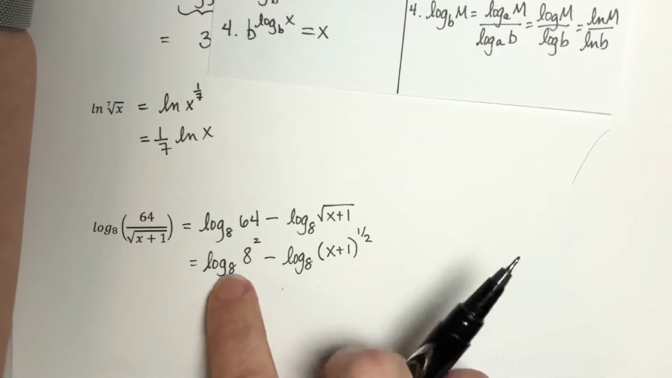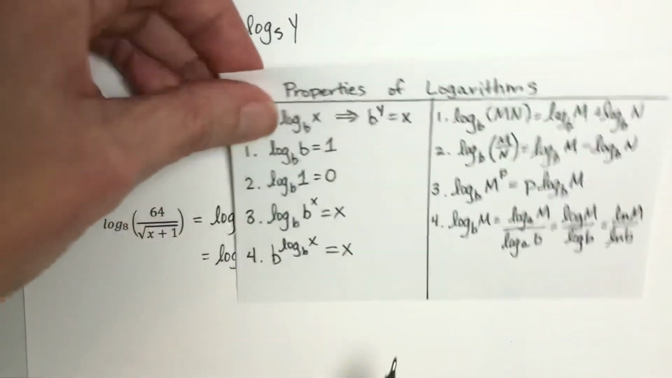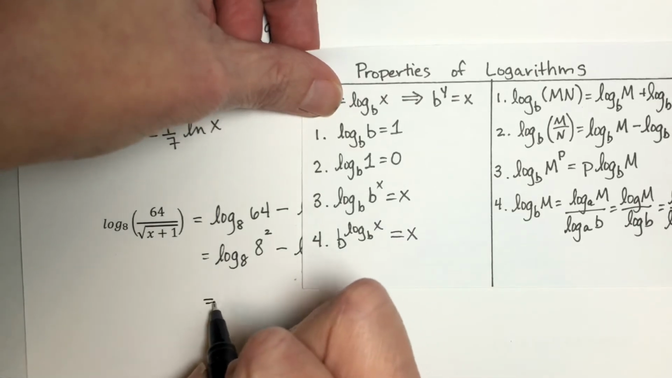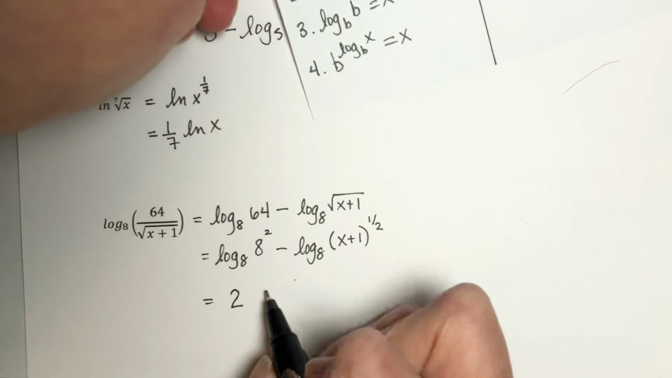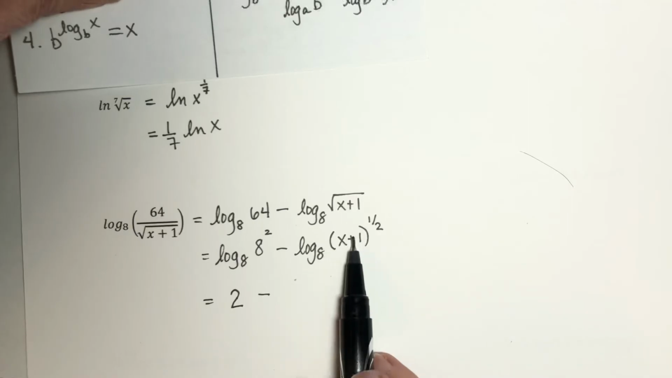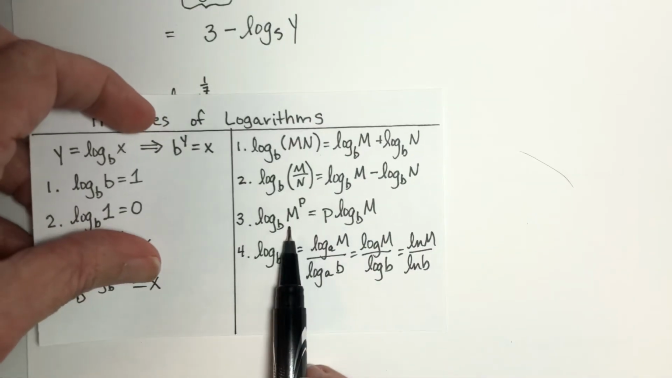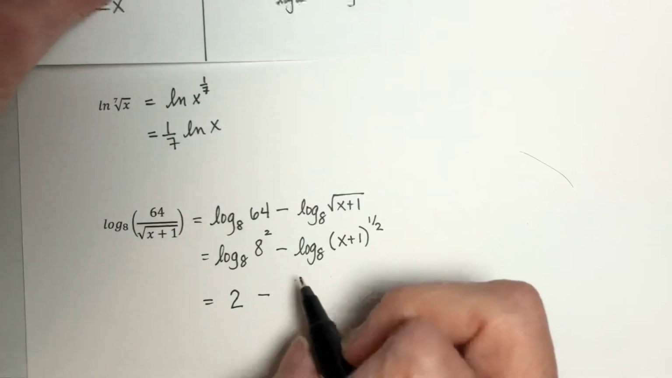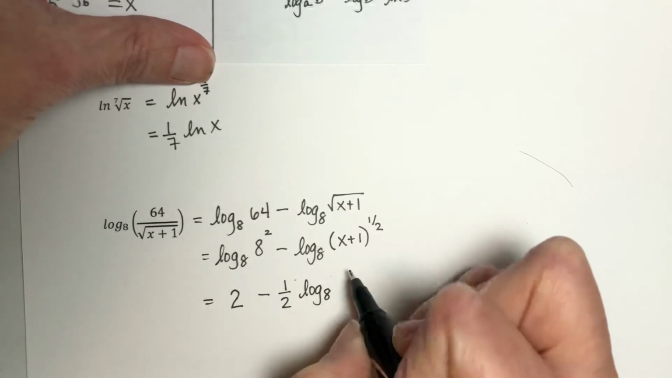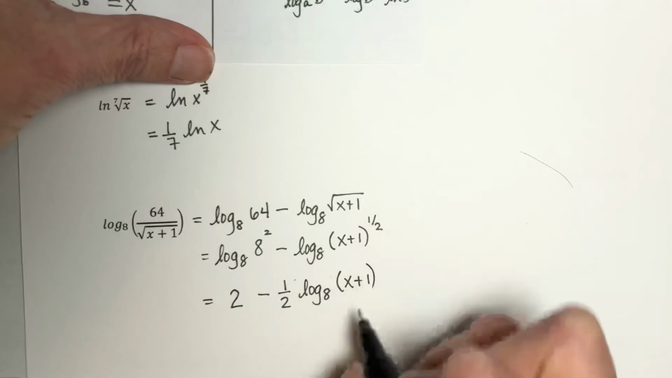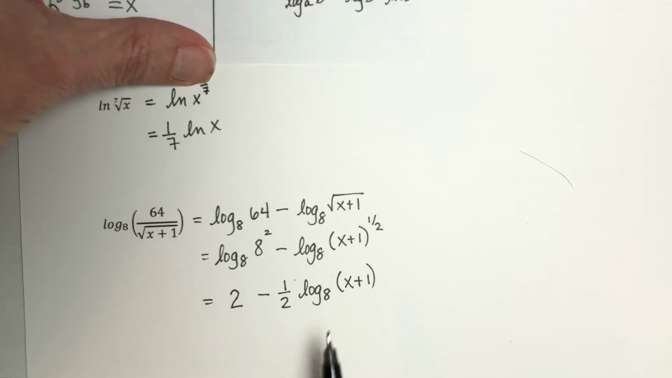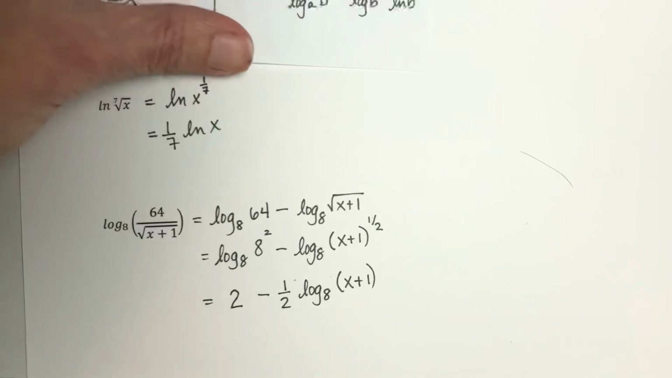Okay, so now log base 8 of 8 squared. I have this situation where the bases are the same and you get the exponent. So this should be just a 2 minus, and now what I have here is log base 8 of something raised to a power, and this property says I can move that exponent down in front. So this is 1/2 log base 8 of x plus 1. You definitely need your parentheses here, because if you don't have them, it's going to be read as log base 8, and then you're adding 1 to that answer, and that's not what you're being asked to do.